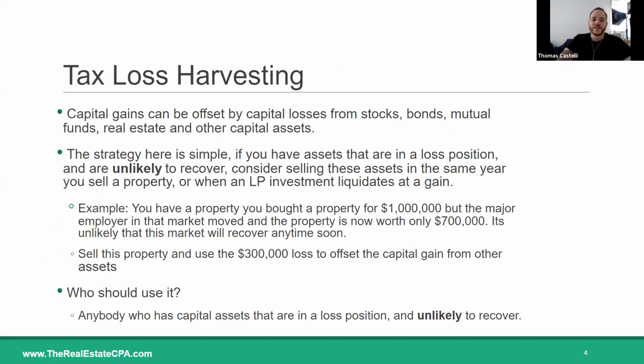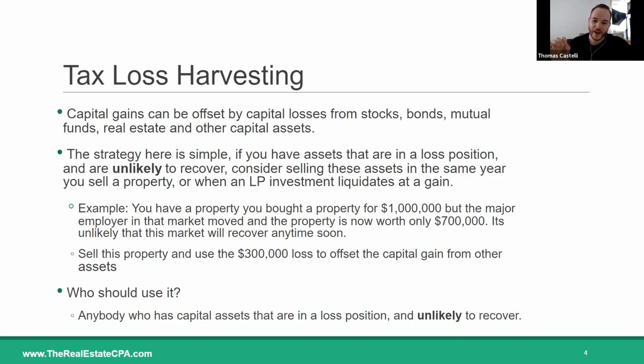Tax loss harvesting is the first one, probably the most basic strategy here. It starts off with the concept that capital gains can be offset by capital losses from other capital assets. These include stocks, bonds, mutual funds, real estate, and so on. And the strategy here is simple.